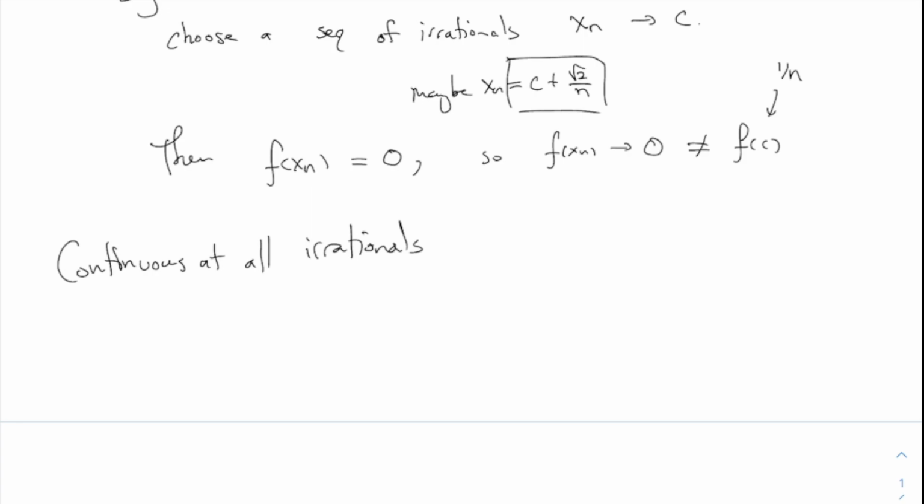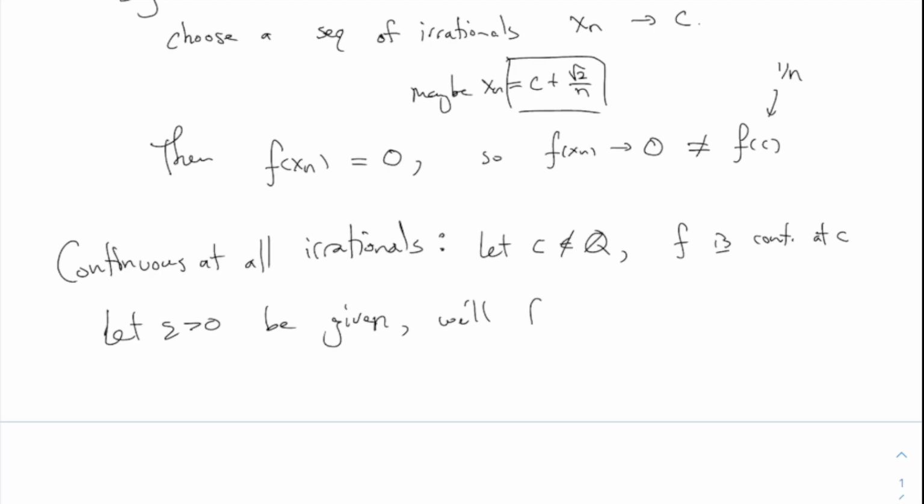Okay, for this part, actually you can't use sequences to show that it is continuous. You just got to do the thing with the epsilons. So I'm going to say let C be irrational, right? And then we're going to show that f is continuous at C. What do we do for that? We got to say let epsilon greater than 0 be given, and then we'll find delta greater than 0 such that.